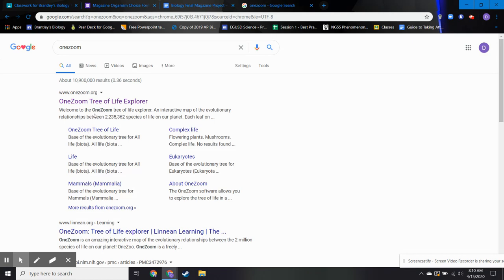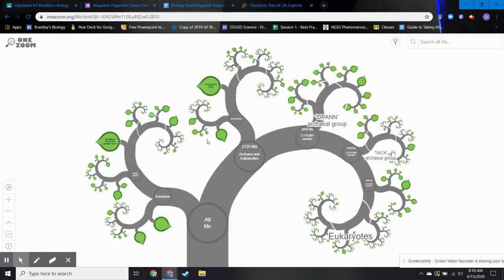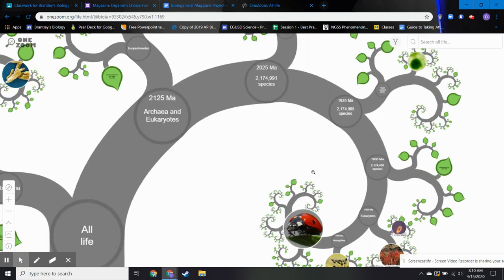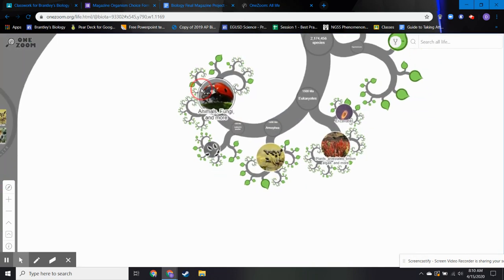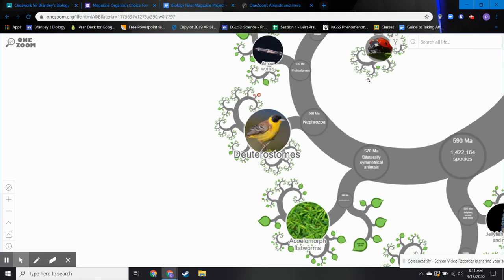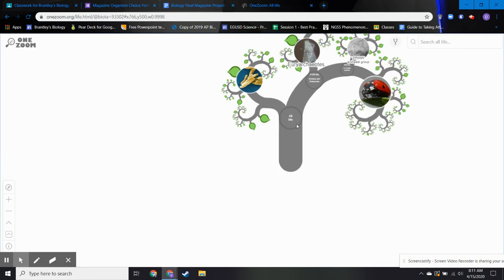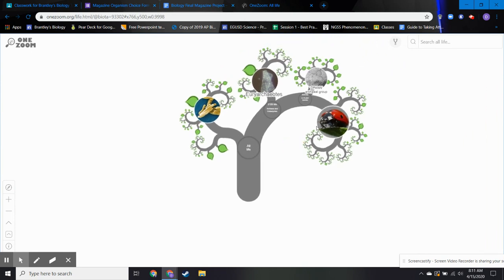It's called OneZoom, okay, onezoom.org. And when you go here, you can just click on this tree. And what this will show you is basically the entirety of the tree of life as we are able to describe it. And so what I can do is I can just scroll and I can start to see different organisms popping up. So like here's the first living organism right here. Okay, the first ancestor to all living organisms.